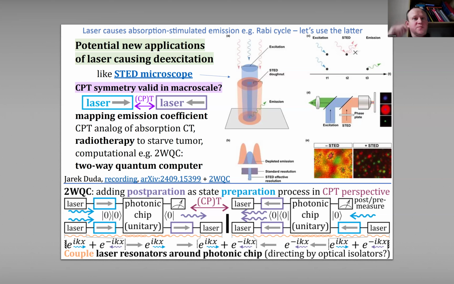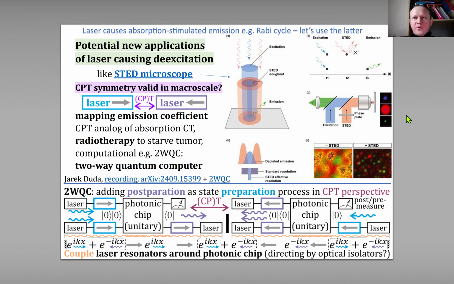Hello. So I will talk about potential new applications of lasers, focusing on causing de-excitation. We usually think about lasers as causing excitation, but there are many examples of also using them for de-excitation. For example, the STED microscope, stimulated emission depletion microscope, uses two lasers. One laser excites this large dot, then the second laser causes de-excitation in a donut shape around it. Finally, the dot is very small, which allows improving the resolution. So the second laser is indeed used to de-excite some target region, like here.